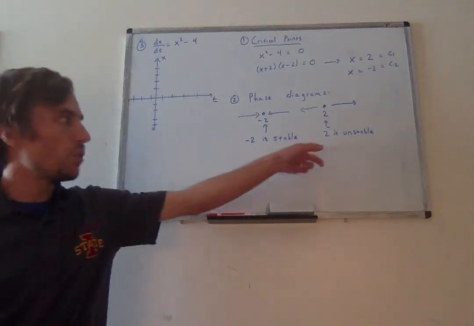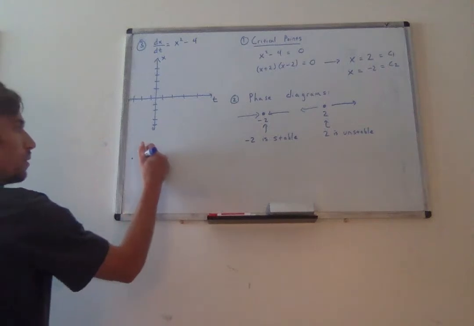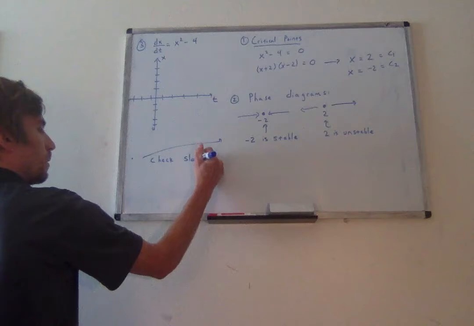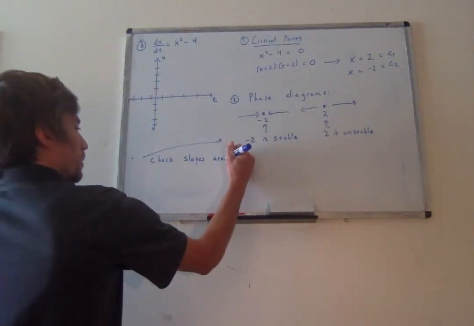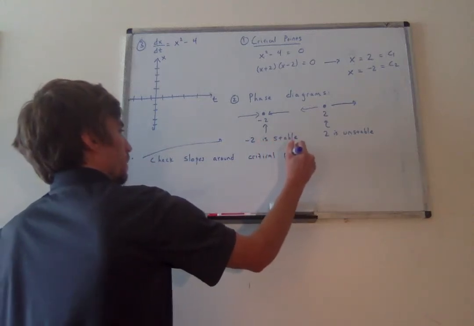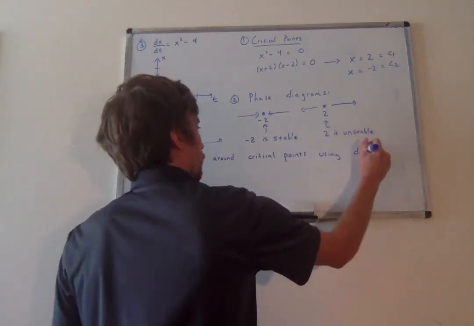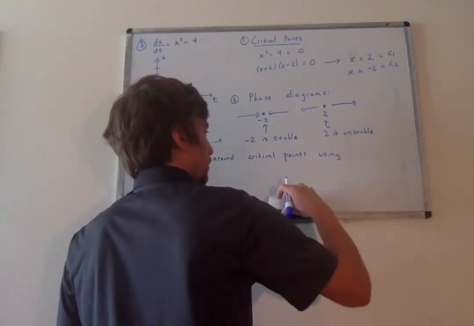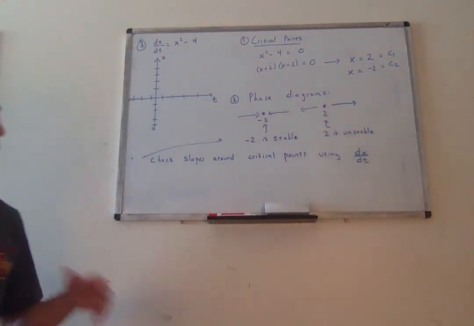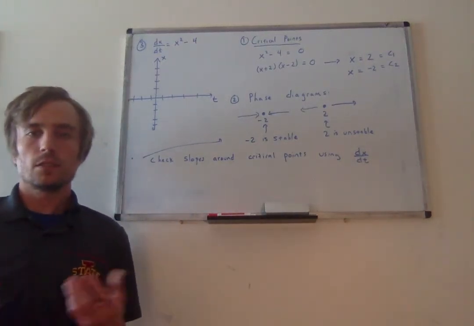So remember, the way you check these two things, just check these slopes around the 2 points. So for these, check slopes around critical points using the formula for not dy dx, dx dt. And that should always just tell you sort of the direction of the slope. So this should be very similar to like analyzing critical points back in calculus.